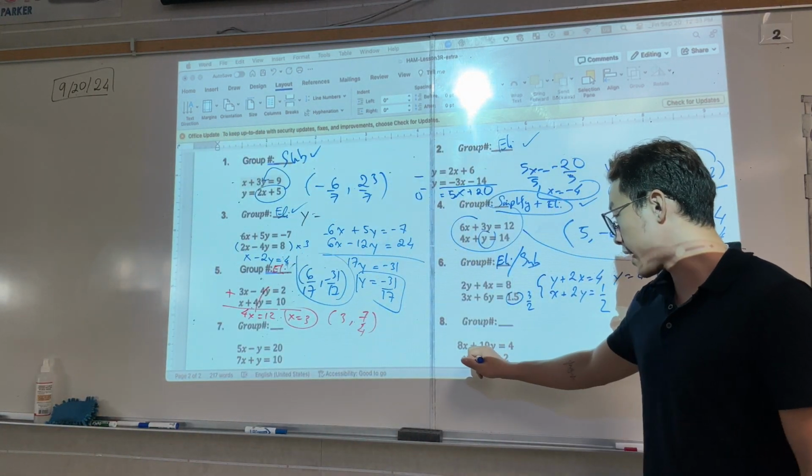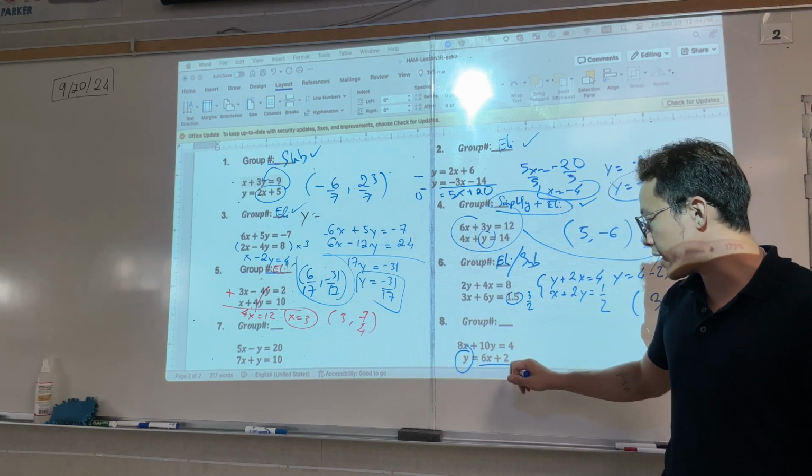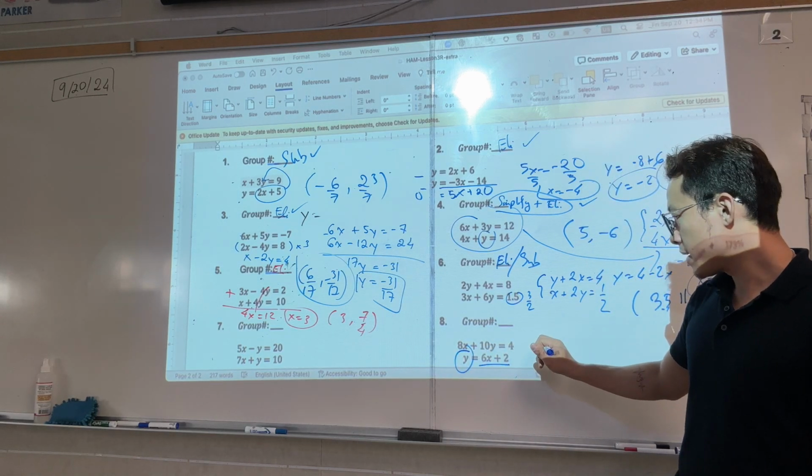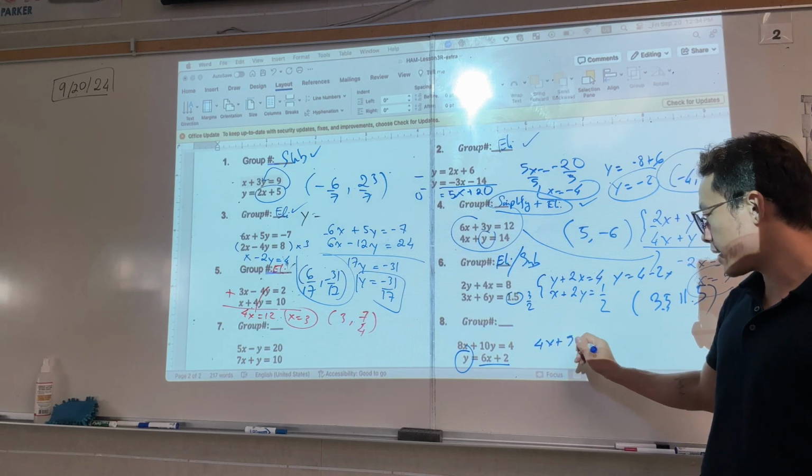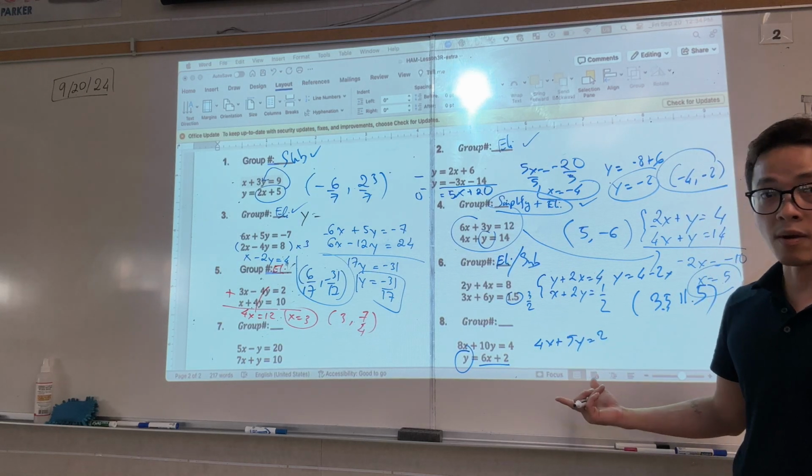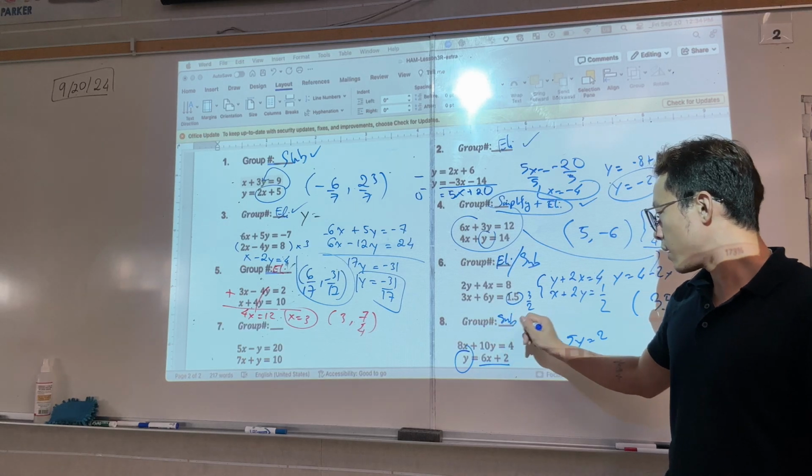Substitution. Okay, yeah, substitution is good. Y is already isolated. Oh, you can also simplify this, right? It's going to be 4x plus 5y equal to 2. So you're dealing with a smaller number. So substitution, also simplify it.